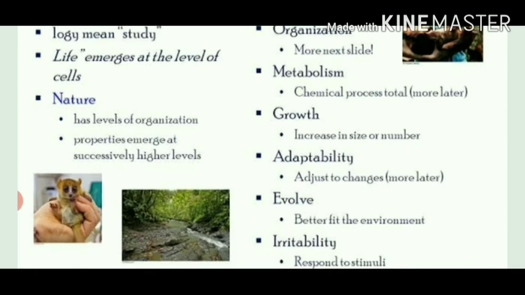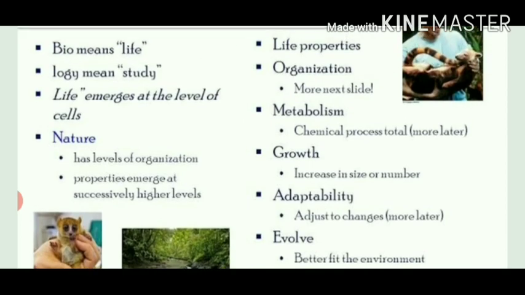Number one, organization. Organization means when a group of cells join together performing the same function, they make tissues. A group of tissues performing the same particular functions make organs. Organs performing the same functions make organ systems. And when each and every organ system is providing the same role, that is making an organism. It could be a plant or an animal.